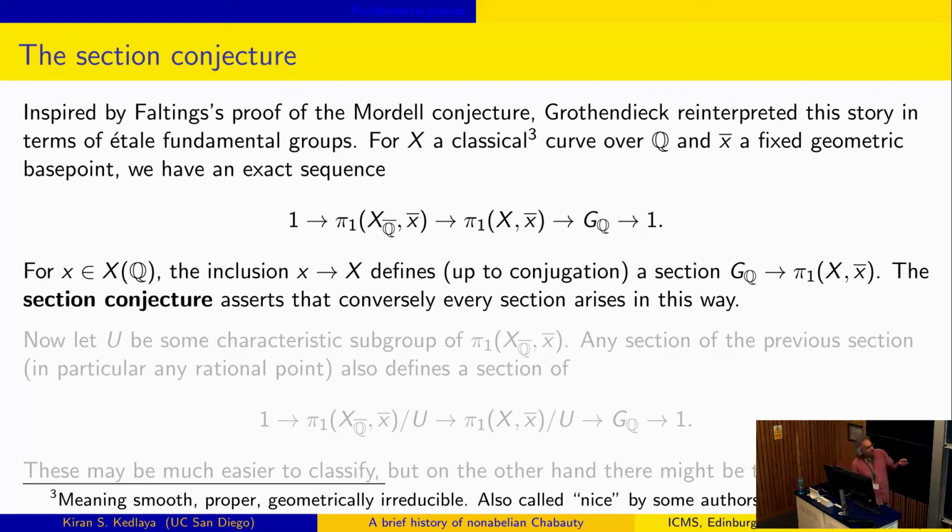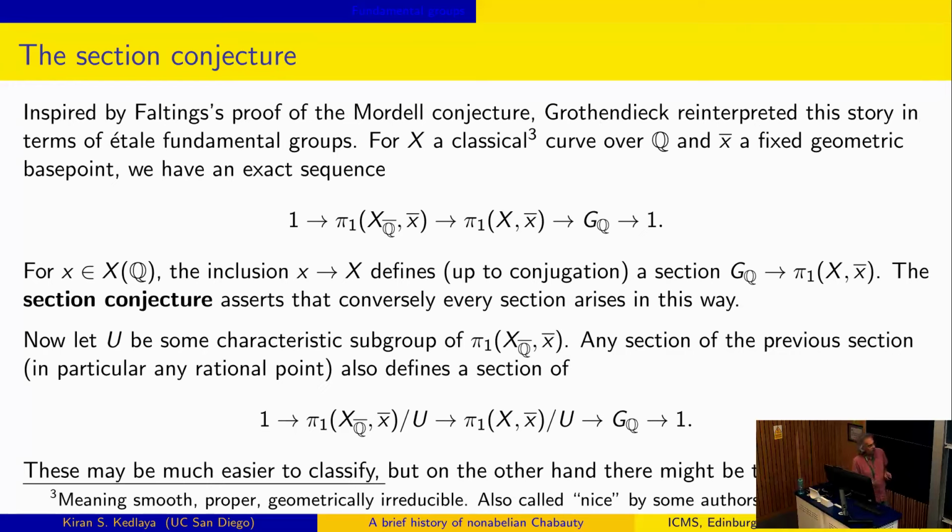Even this thing, I told you how to describe it, but it's still a little bit complicated to work with. So in practice, it's easier to pick some characteristic subgroup of it, something that's going to be automatically preserved by the action of G_Q. And then you also get sections of this sequence, which may be easier to classify, but the trade-off is that you might get too many sections. So it's not always true that sections of this sequence only come from rational points. That's only true as you vary over all possible subgroups.